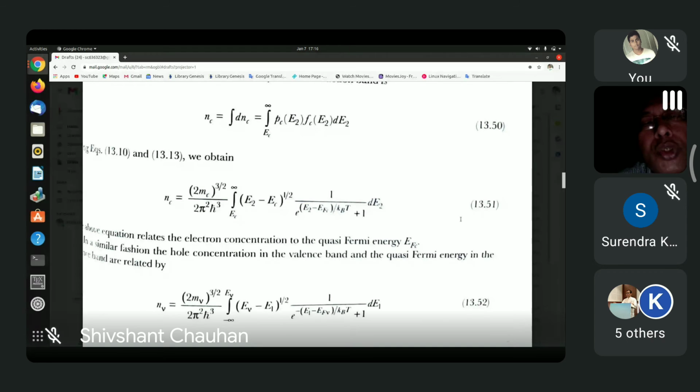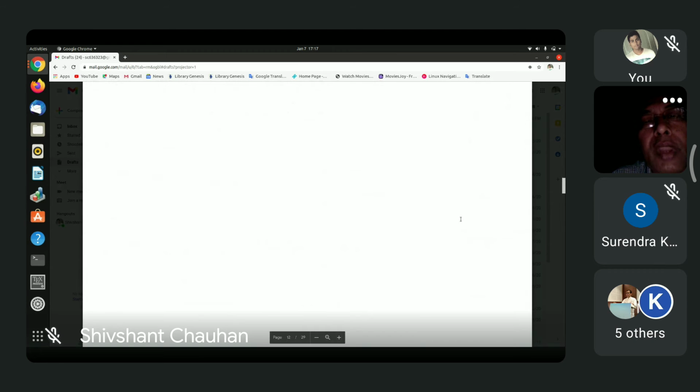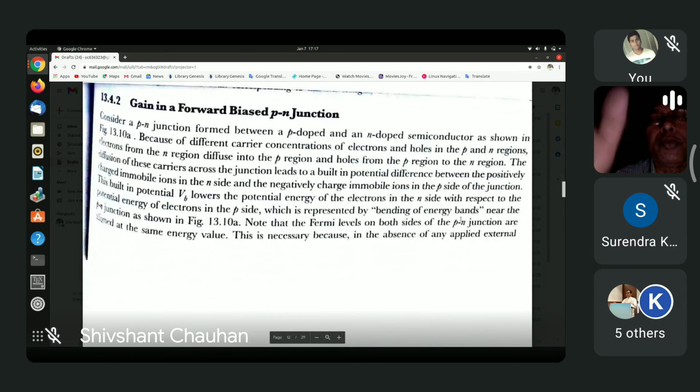So these are related to EFC and EFV. So if you know NC and NV, then you can calculate EFC and EFV, and then you can determine the range of energies, that is E2 minus E1, over which lasing action can take place. So let us move lower down to the next page.